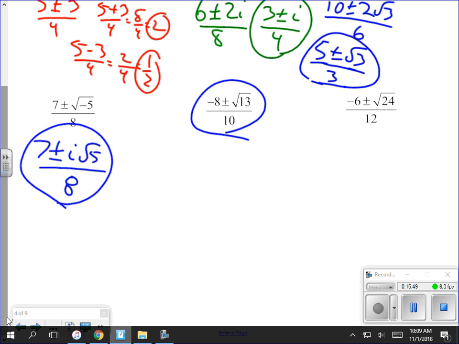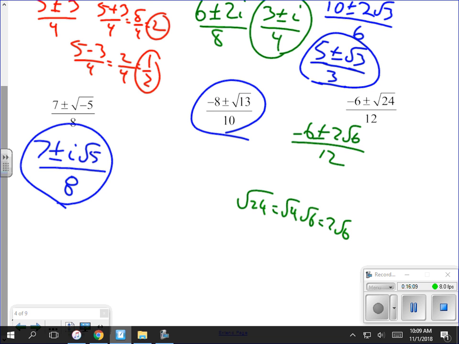Okay. So in the last one, simplify the radical. Square root of 24. 24 is, do it down here, square root of 24. Square root of 4 times the square root of 6, so that's 2 root 6. So this is negative 6 plus or minus 2 root 6 over 12.